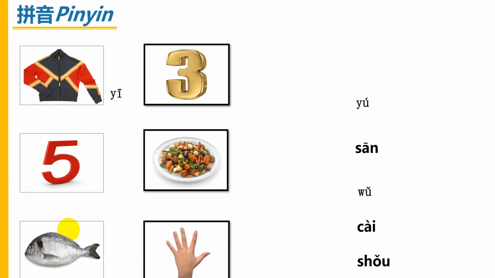Yes, now did you remember which one is yu? This one. Which one is yu? Yes, the fish. Yu. Okay, now this one. Sun. Yes, 3. Now this one.